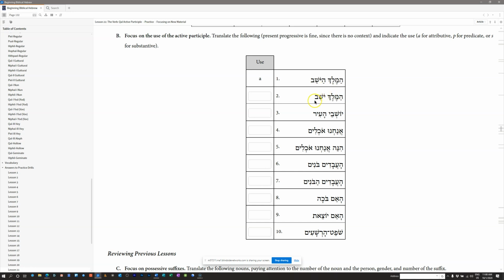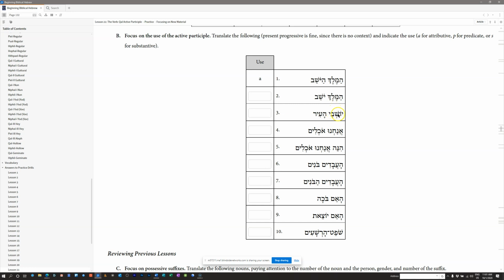He is dwelling. Number 3, we have yoshve. Okay, this tsere yod ending here, this is the construct ending. So because it's construct, this has to be substantival.